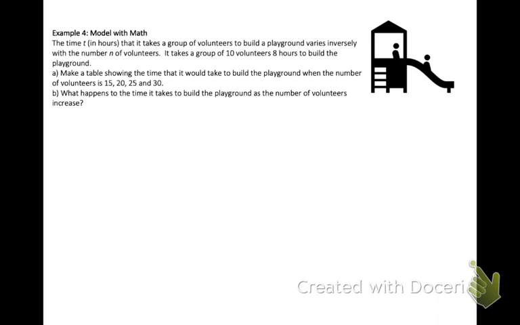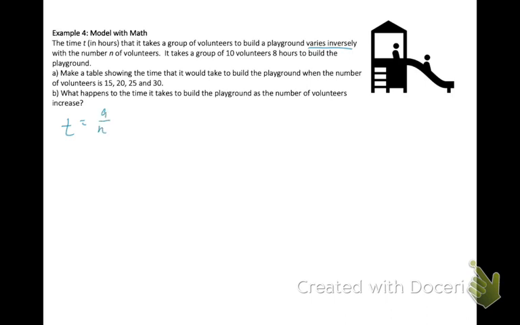Here's a real life situation. The time, t in hours, that it takes a group of volunteers to build a playground varies inversely with the number of volunteers, which is n. It takes a group of 10 volunteers 8 hours to build the playground. So let's use that fact: t and n vary inversely. So the equation pattern that will follow is t equals some constant divided by n.